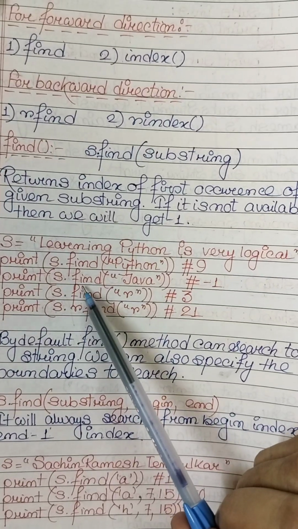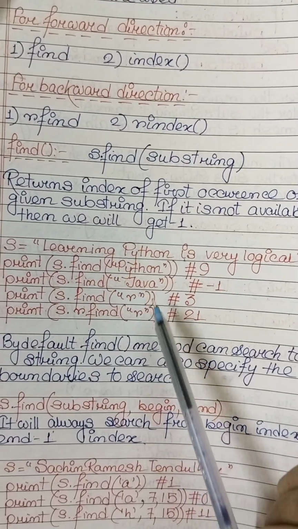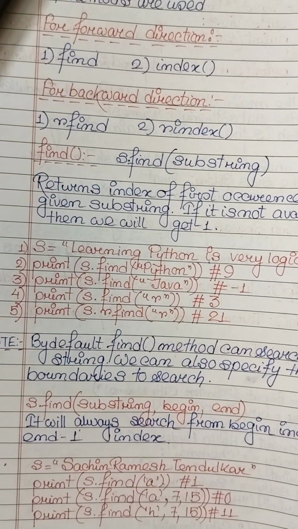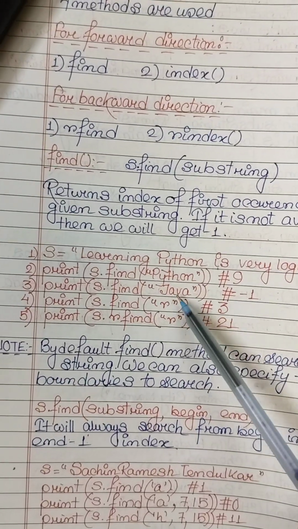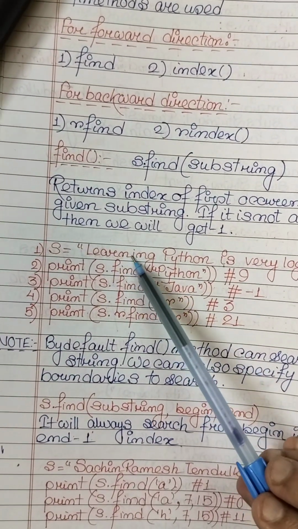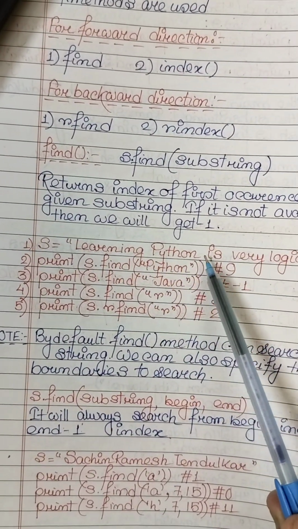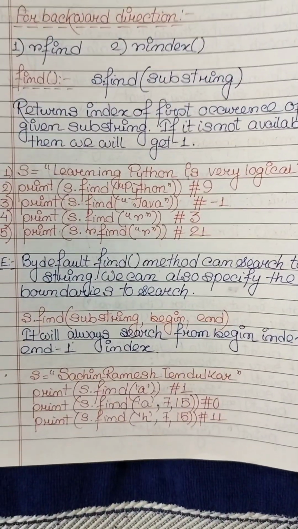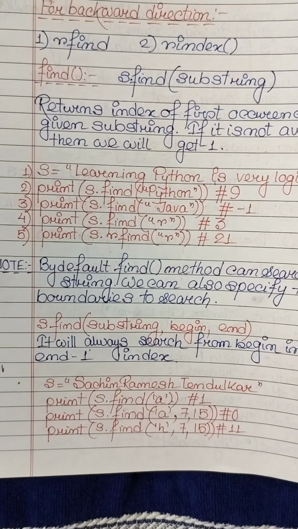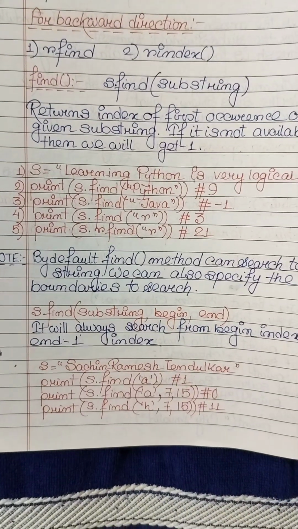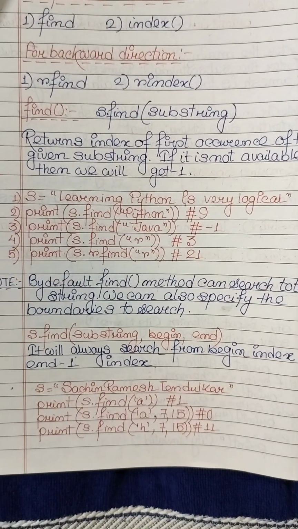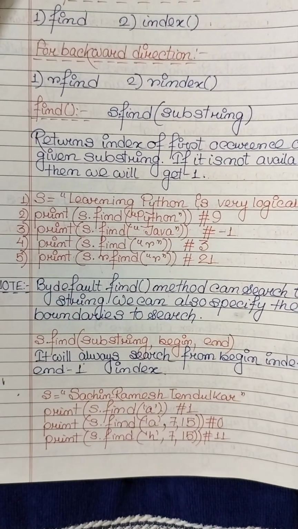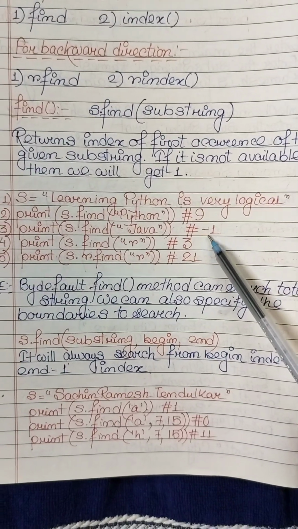Print s dot find Java. This Java substring is not present in "Learning Python is very logical". So what will be the answer? It will be -1. See, the output will be -1.